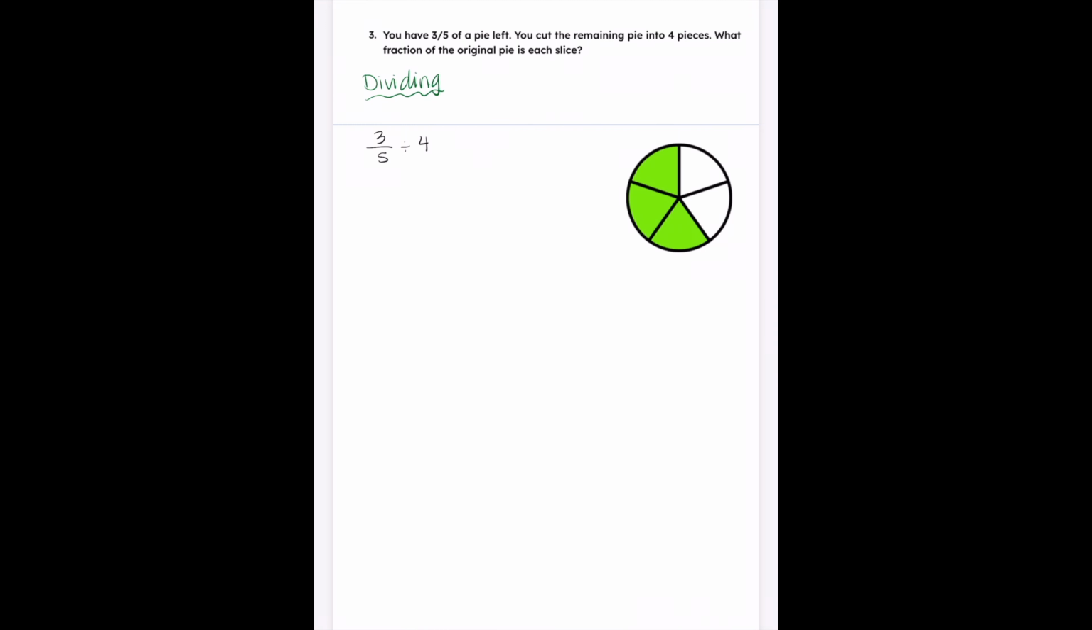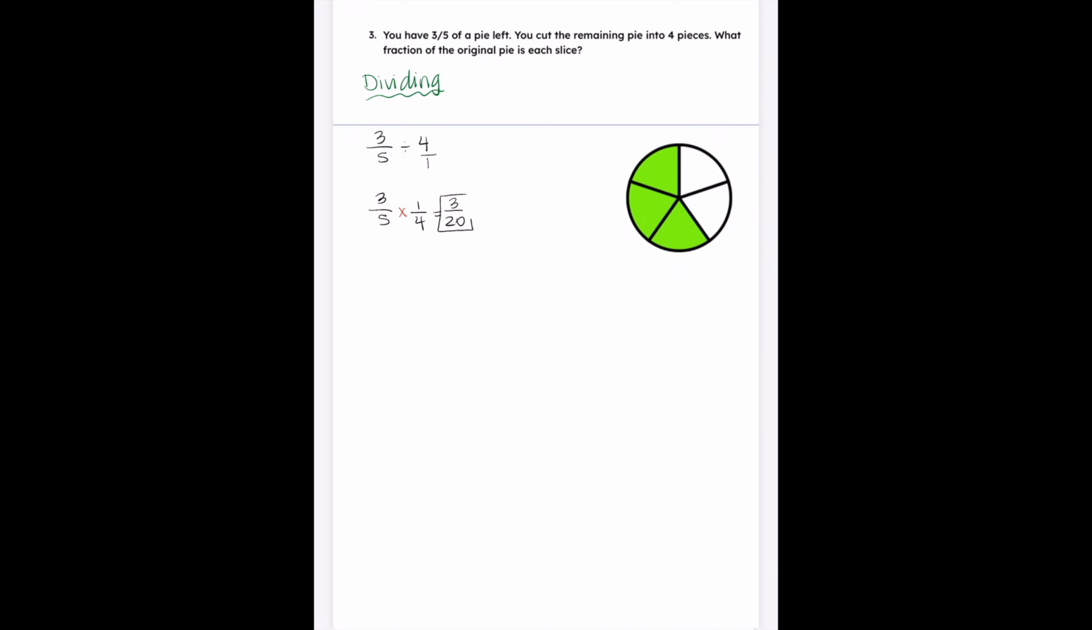So we would be doing division here. We would take the 3/5 and divide it by 4. Now we're going to stay switch flip because we're dividing by a fraction. The 3/5 would stay, the division would turn to multiplication, and the 4 over 1, right, it's a whole number, would change and flip to 1/4. When we multiply across, we get 3 over 20. It would be 3/20 of the original pie.